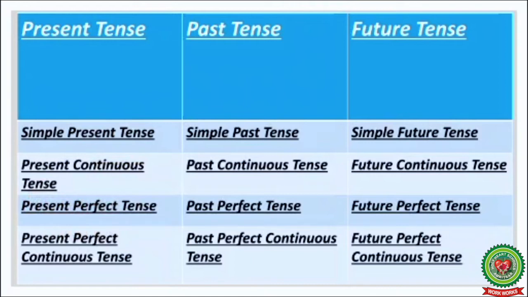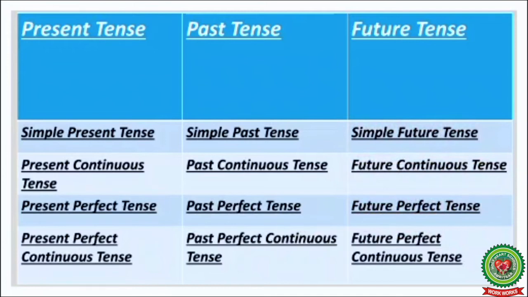The subtypes of past tense are simple past tense, past continuous tense, past perfect tense, past perfect continuous tense. In the future tense, the subtypes are simple future tense, future continuous tense, future perfect tense, future perfect continuous tense.